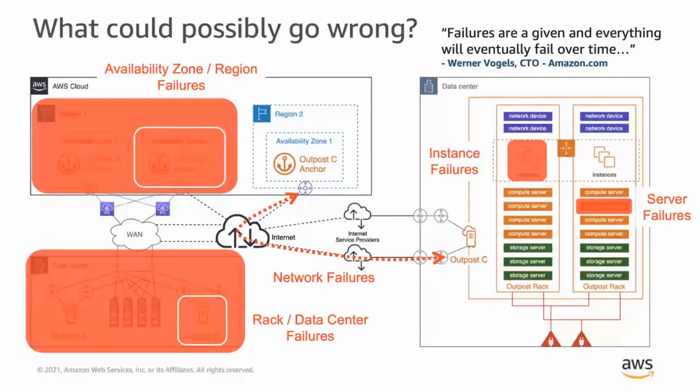We've got a quote up here on the top right-hand side from Werner Vogels: failures are a given and everything will eventually fail over time. And so with that concept, we need to design and build our systems such that we embrace failure as a natural occurrence and that we have plans and dedicated mechanisms for mitigating those risks.